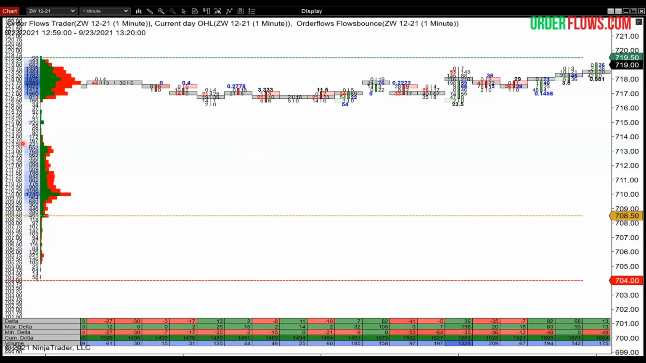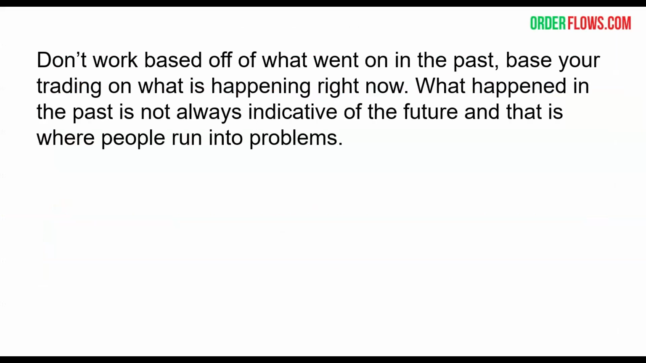So that leads me to telling you, don't work based off what's happened in the past, right? You've got to really base your trading on what's happening now, because what happened in the past is not always indicative of the future. I mean, you see the disclaimer: past performance is not necessarily indicative of the future.